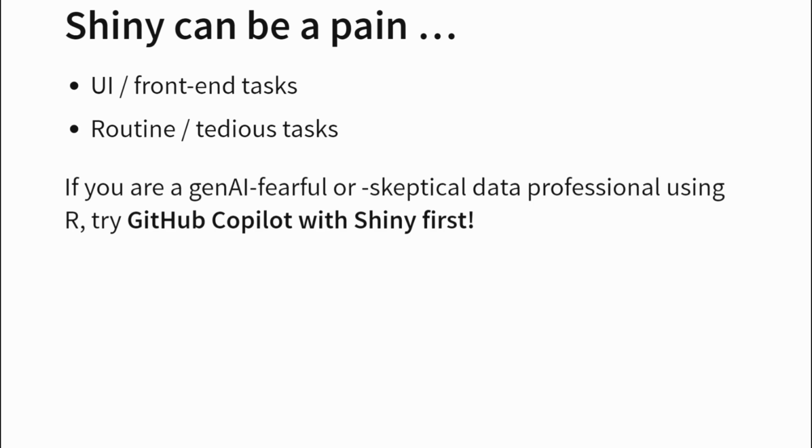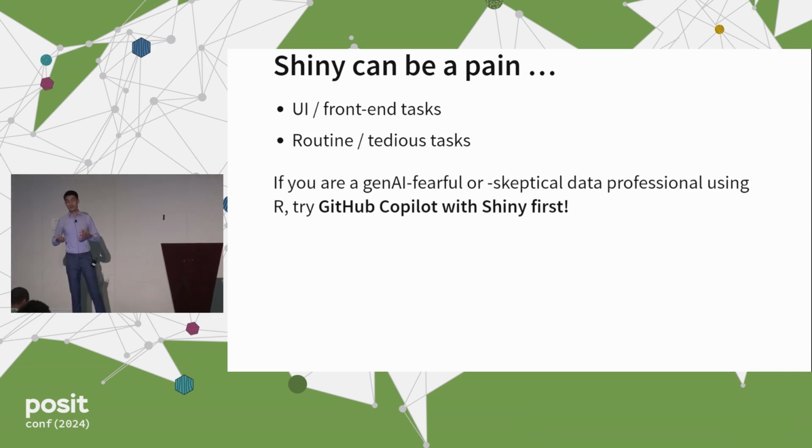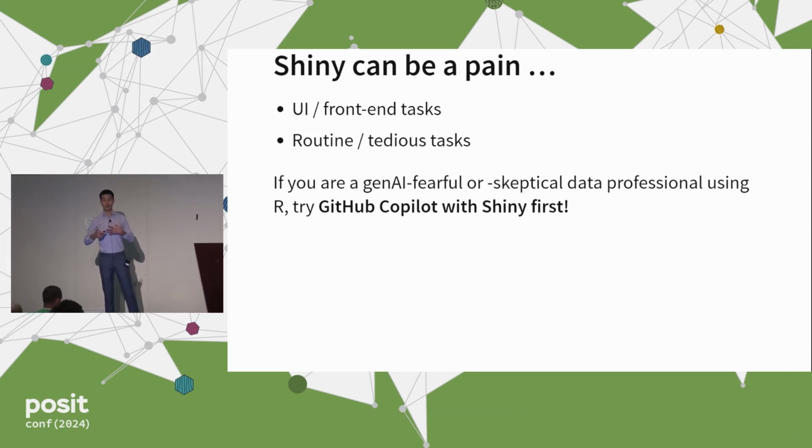By using Copilot, we can automate a lot of things on the front end, and a lot of things that are routine and tedious, for example, tests or documentation, and focus our time and energy on where our value added is, which is data analytics and statistics. And to borrow the term used by Melissa yesterday, if you are Gen AI fearful or Gen AI skeptical, listen to my talk. I want to convince you to try out Copilot for R Shiny.